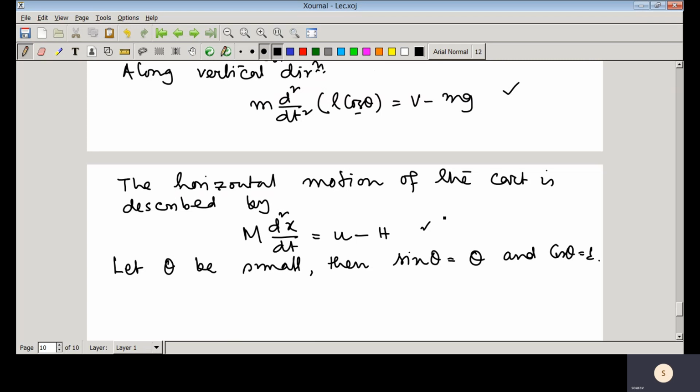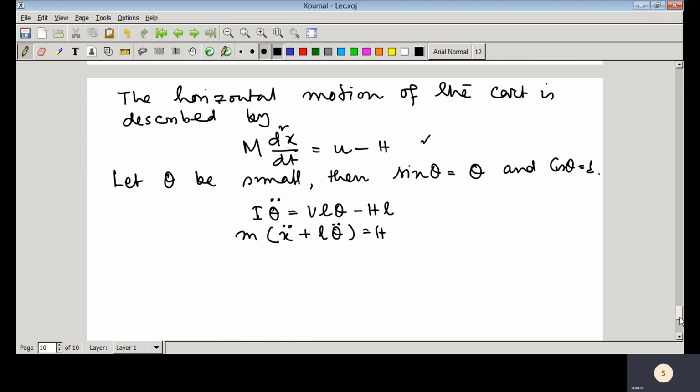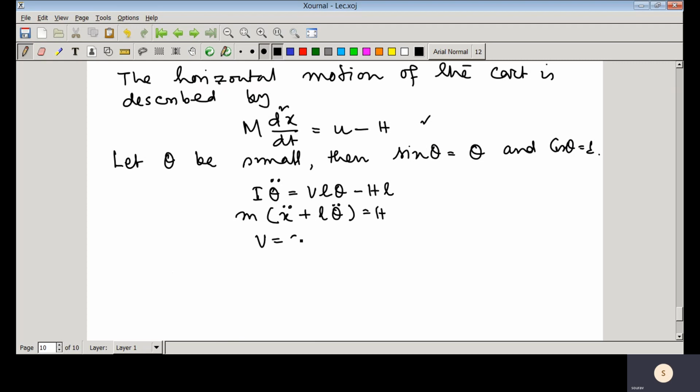So we can simplify those equations, and we get I theta double dot equal to VL theta minus HL, and another one will be simplified as m x double dot plus ml theta double dot equal to H, then V equal to mg, and m x double dot equal to u minus H. Whenever theta is small, we can take sine theta equal to theta and cos theta equal to 1. Then we have this set of simplified equations.